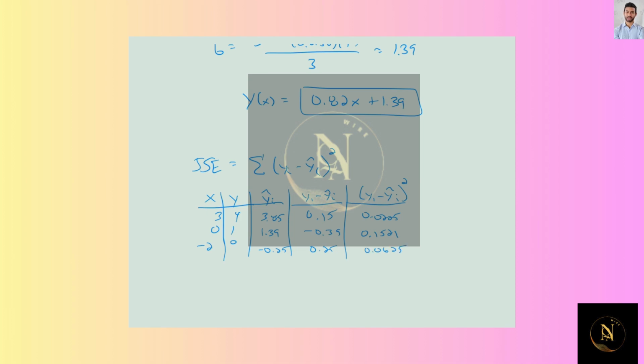And then we would add those together. It's the sum of those, so 0.0225 plus 0.1521 plus 0.0625. And that's 0.2371, or 0.24 to 2 decimal places.